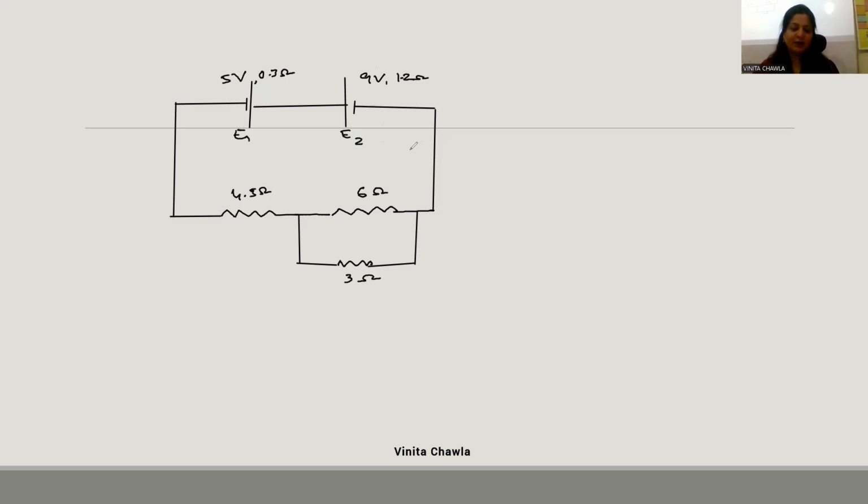So two cells E1 and E2 in the circuit are shown, we can see, and they have EMFs 5 volt and 9 volt and internal resistances of 0.3 ohm and 1.2 ohm respectively. Calculate the value of current flowing through the resistor of 3 ohm. We have to find the value of current flowing through this resistor.